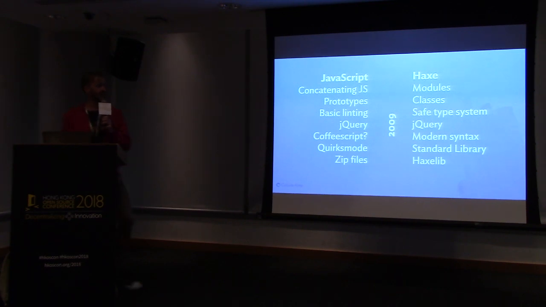And if you wanted to download something like the D3 library, you didn't have NPM or whatever, you had zip files, and you'd right-click and download it and unzip it, and then you put the JS file in. There was no NPM. Meanwhile, Haxe had Haxelib. So back in 2009, Haxe was clearly a better JavaScript, but it's 9 years later.